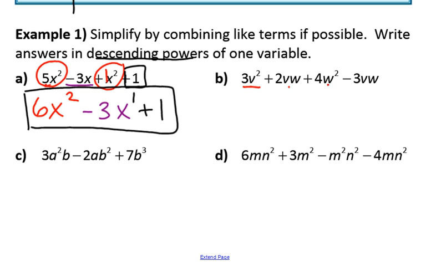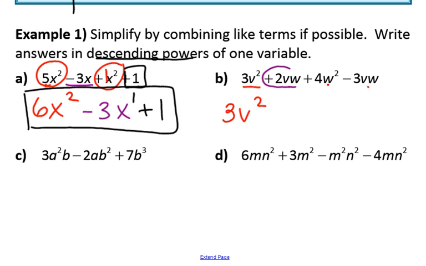So it's not alike. The next one, W squared, not alike. The last one, VW, not alike. Okay, so that's the only term that has V squared. So that's just going to stay the same.